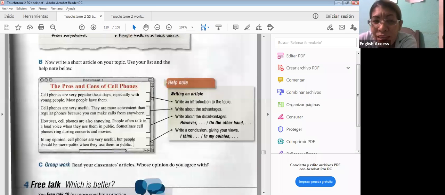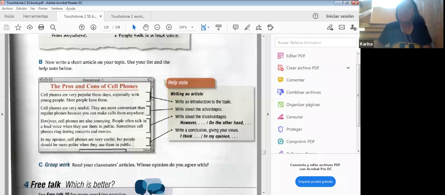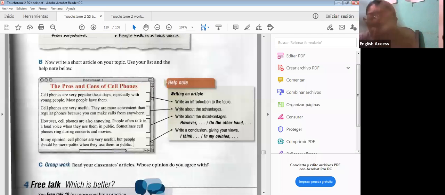Okay, now part B says, now write a short article on your topic. Use your list and the help note below. Well, now with the information that you have, Karina, you are going to write a paragraph, okay? For example, you mentioned regular mail, so it's going to be like this: the pros and cons of regular mail. And you're going to use this help note. It says writing an article. First of all, you have to write an introduction to the topic, write about the advantages, write about the disadvantages. You can use these expressions, however, on the other hand. Write a conclusion, giving your views. You can use these expressions: I think, in my opinion.